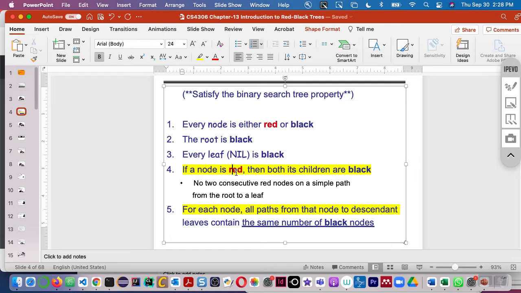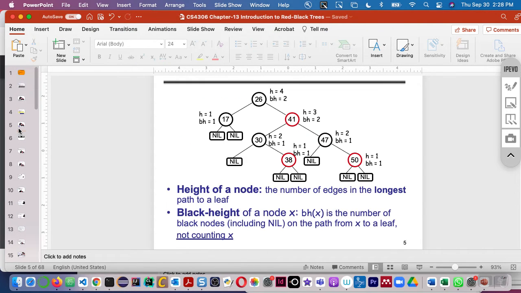Okay, so now let us start to make a red black tree. But here, this page says whether it is a red black tree or not. We saw that it is a red black tree, right?